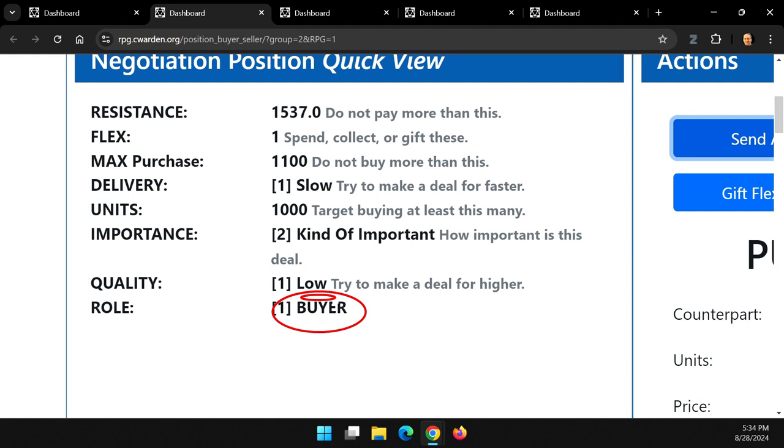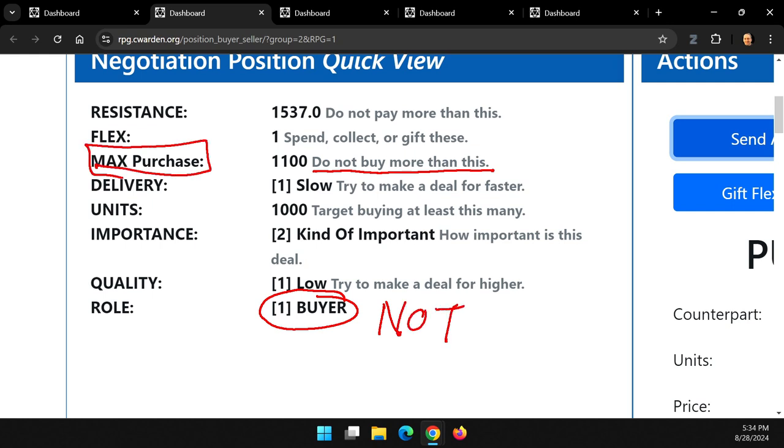Now this buyer has a maximum purchase amount. So their maximum purchase is 1,100. And you can see here, very important, do not buy more than this. If you are a buyer, you cannot go over this maximum purchase. It is super important. Very, very important.